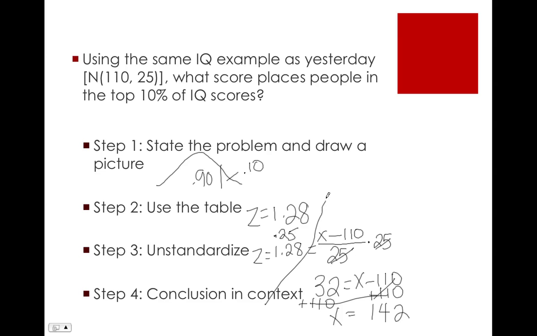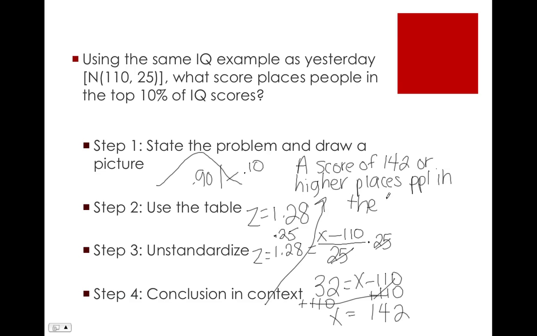So to put my conclusion in context, it says what score places people in the top 10% of IQ scores? So a score of 142 or higher places people in the top 10%. And the reason I said or higher is because if somebody has a score higher than 142, they're still in the top 10%.